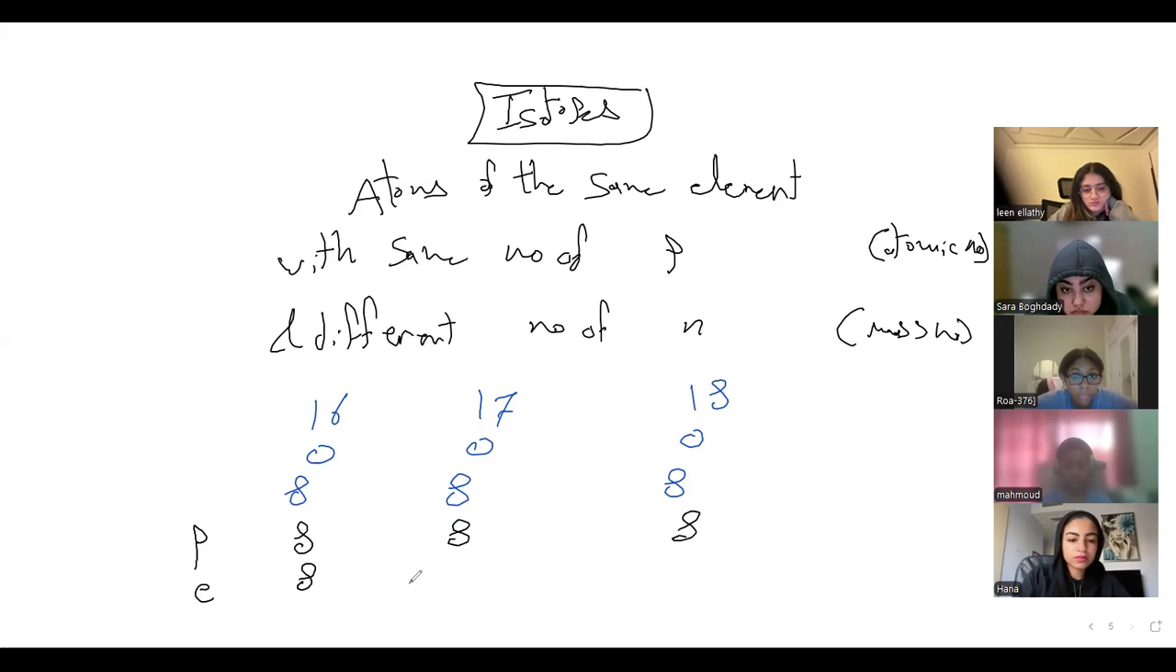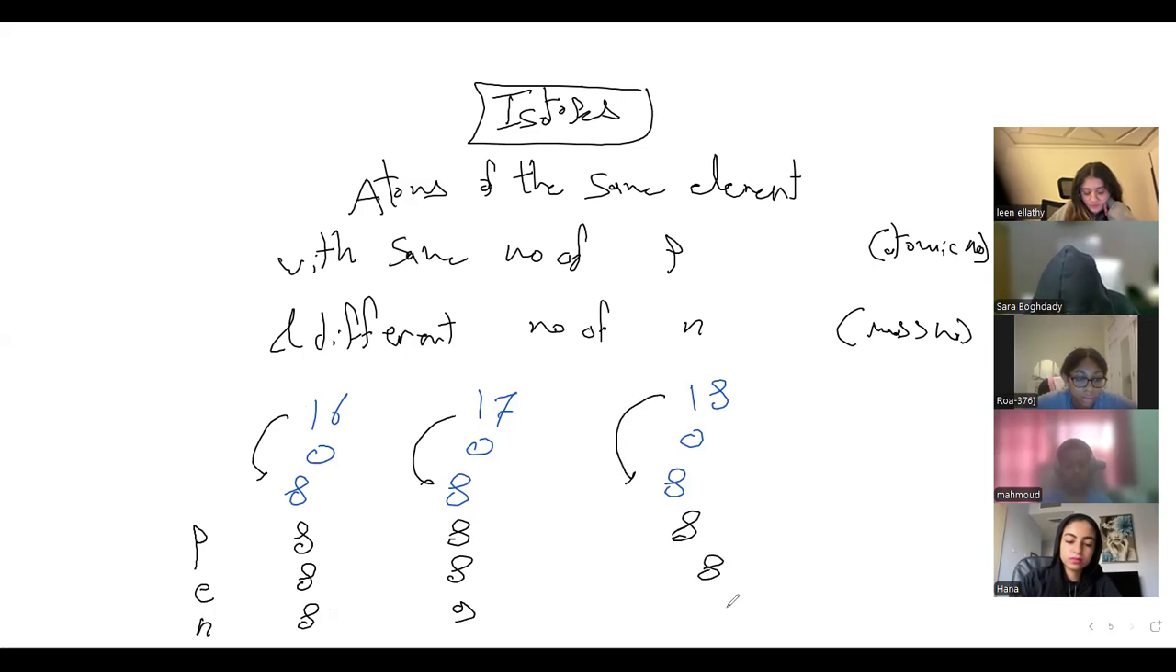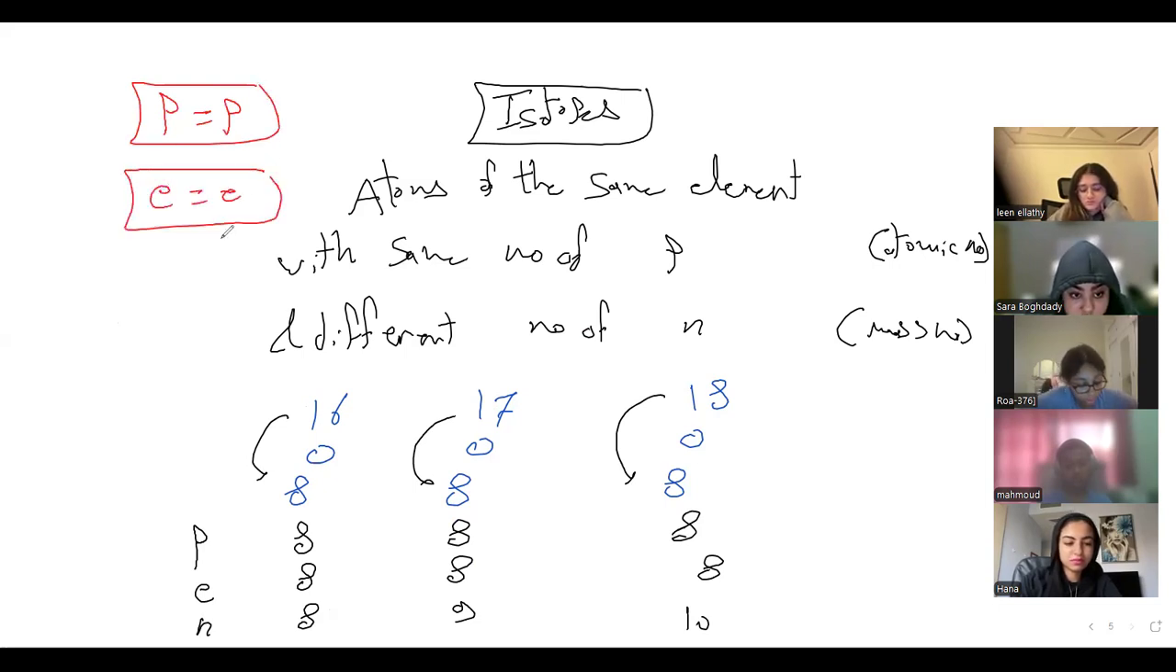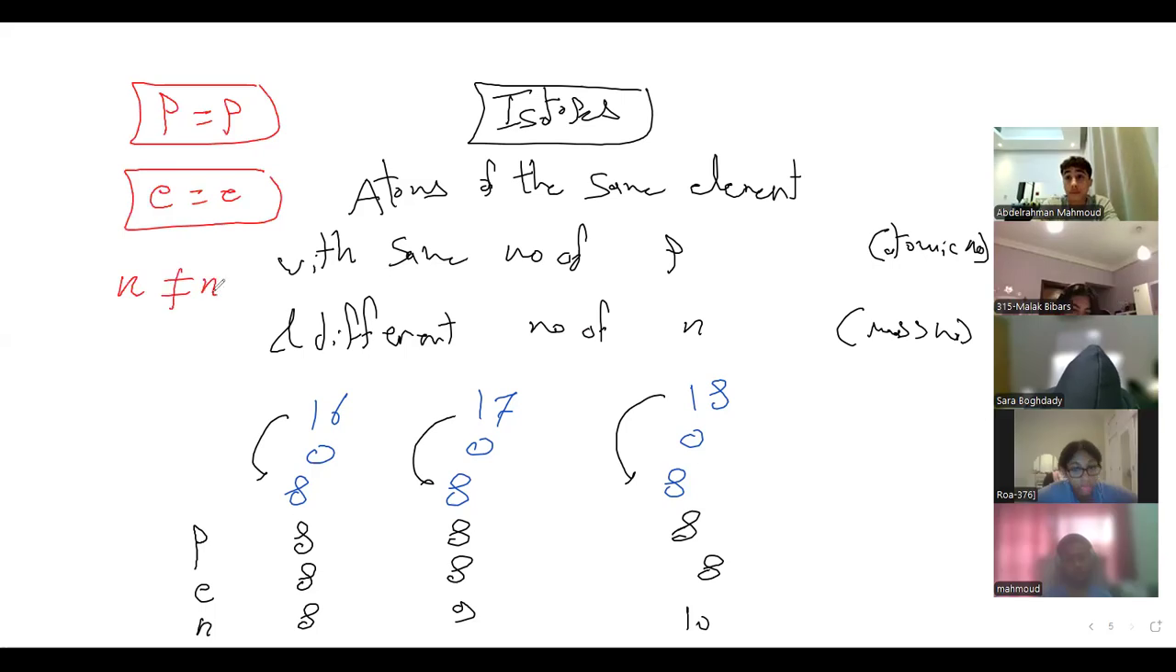Electrons, 8. 8 for all. Okay, for number of neutrons, the difference. How many neutrons? 8, 9, and 10. Okay, so this means that protons equal protons, electrons equal electrons, but neutrons not equal to neutrons.